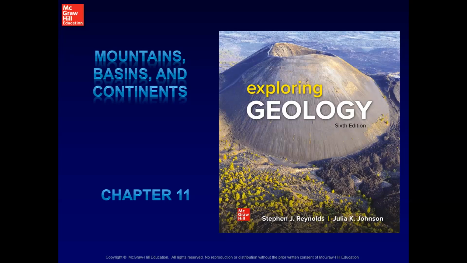This is Chapter 11, Mountains, Basins, and Continents. Our goals for this chapter include an investigation of factors that control elevation. Additionally, we'll look at how mountains and basins form. We'll investigate characteristics and origins of terrains. And we will look at how continents grow. Not unlike the seafloor chapter, we'll look at the positions of continents over time.